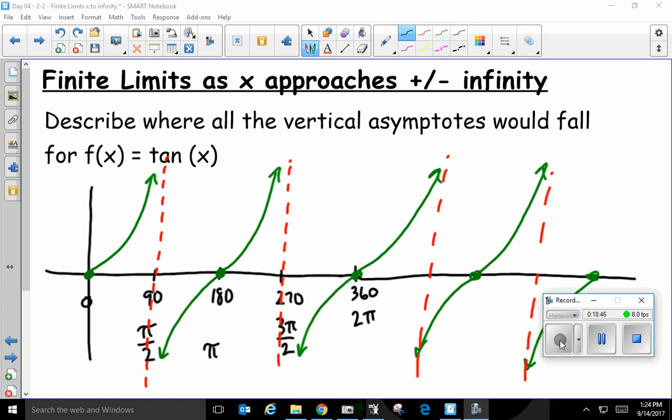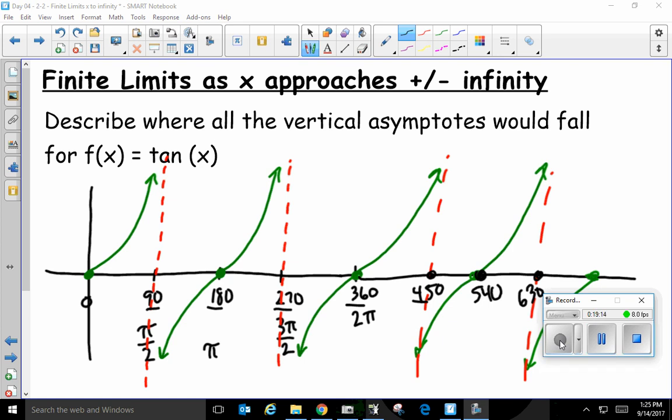What would this degree be? Close. 450. Every time I'm adding 90, right? 90, 180, 270, 360, 450. What is this degree? 540. What is this degree? 630. So they're asking us, where are all these vertical asymptotes happening?